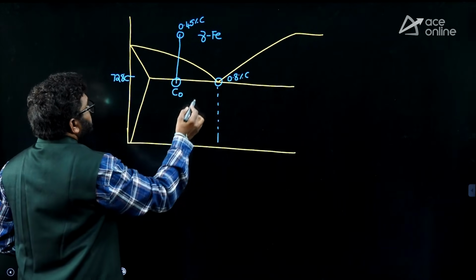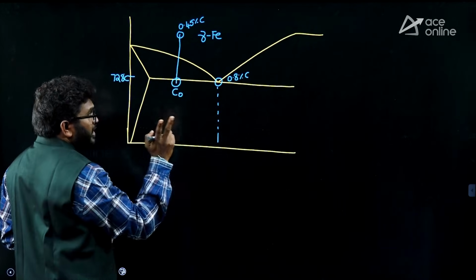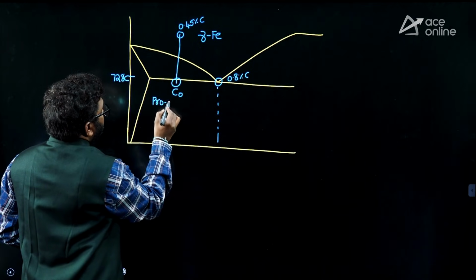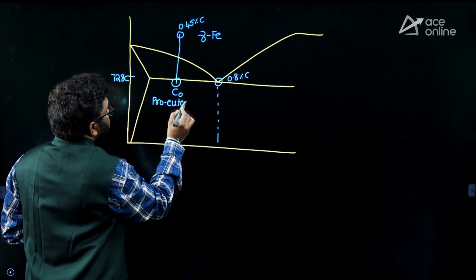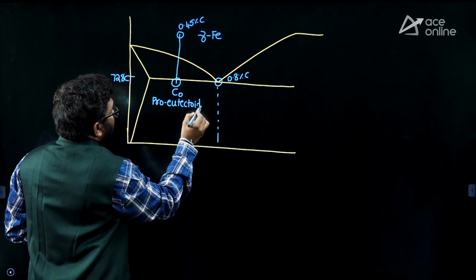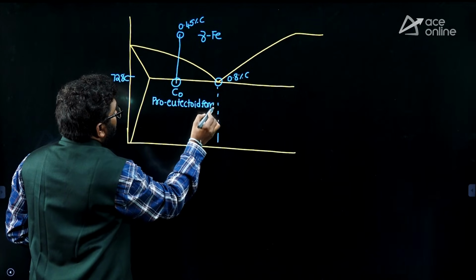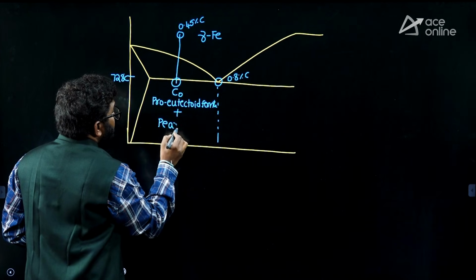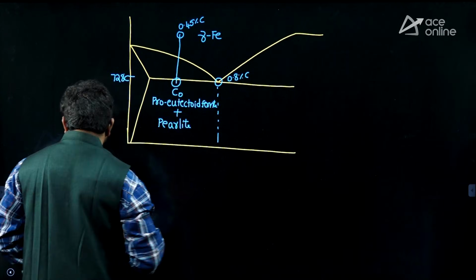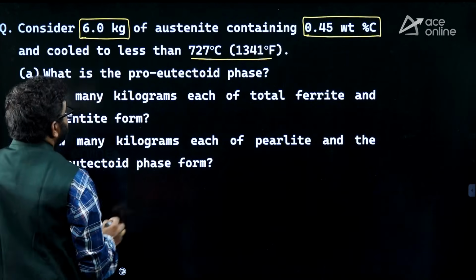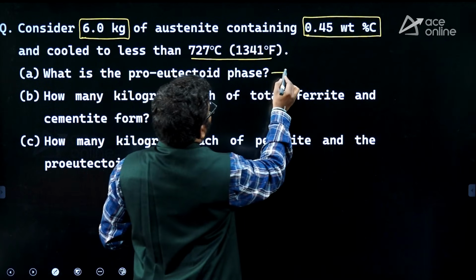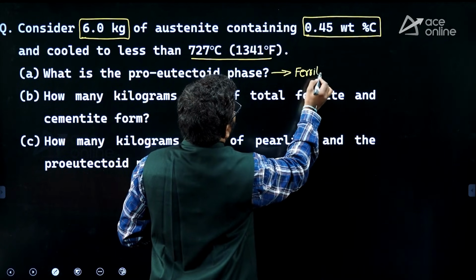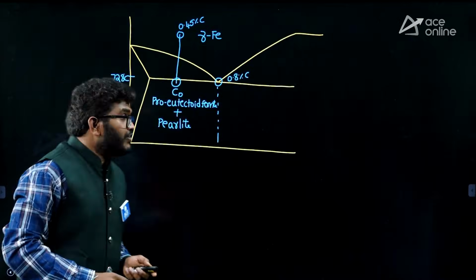In this region, we are having 2 microconstituents: one is proeutectoid ferrite, plus perlite. So what is the proeutectoid phase? If they ask you, what is the answer? Ferrite. Ferrite is the proeutectoid phase.